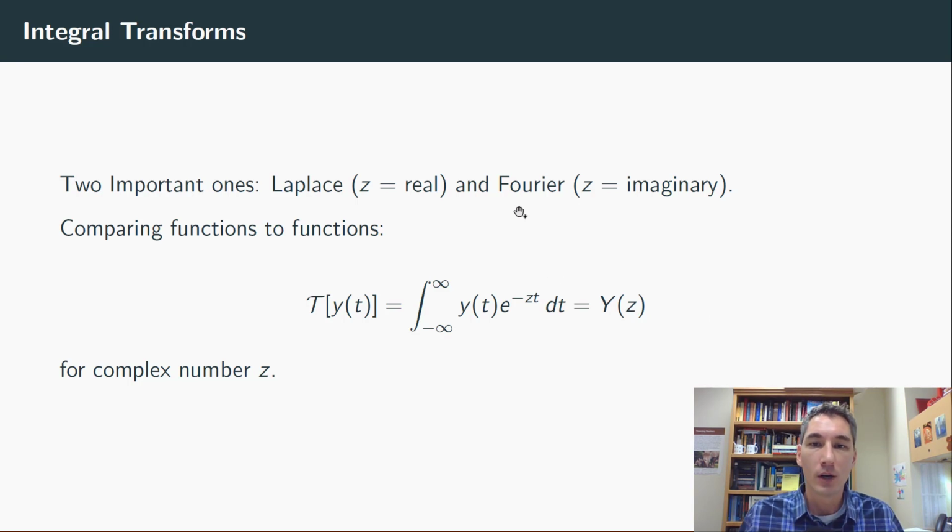Remember, e to the it is cosines and sines. So if you're looking for sines and cosines, you put in that e to the it. If you're looking for e to the t's, which is what we're looking for when we're solving differential equations, then you put in just the real number s. Both Laplace and Fourier actually have this general description, and we're going to focus on Laplace in Chapter 7.